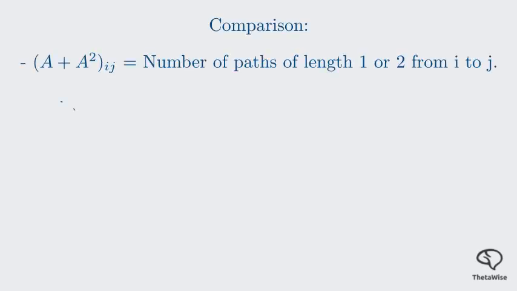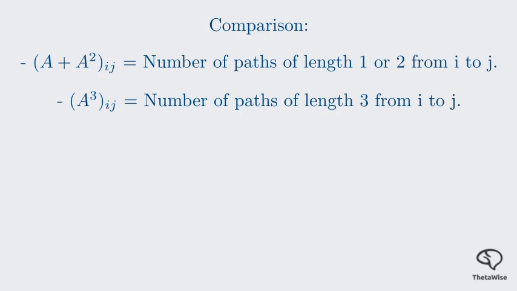Now, let's address the question about comparing A plus A squared and A cubed. The matrix A plus A squared tells us the number of paths of length 1 or 2 from each starting room. The matrix A cubed tells us the number of paths of length 3. By comparing these, one could potentially rule out rooms if a path of the required length, in this case 3, was not present.